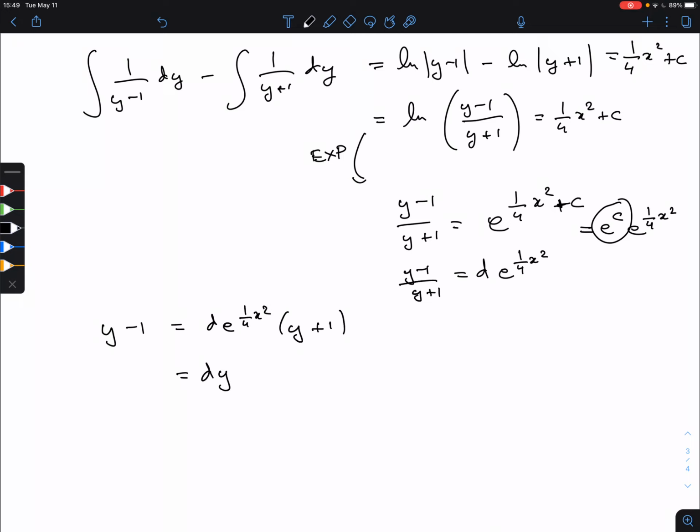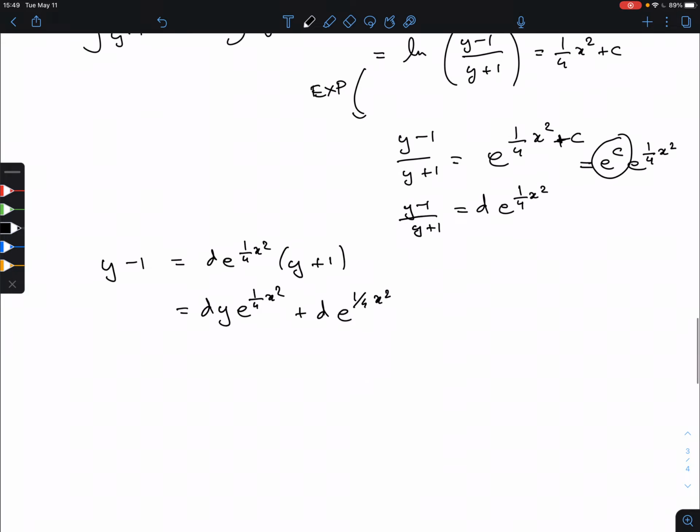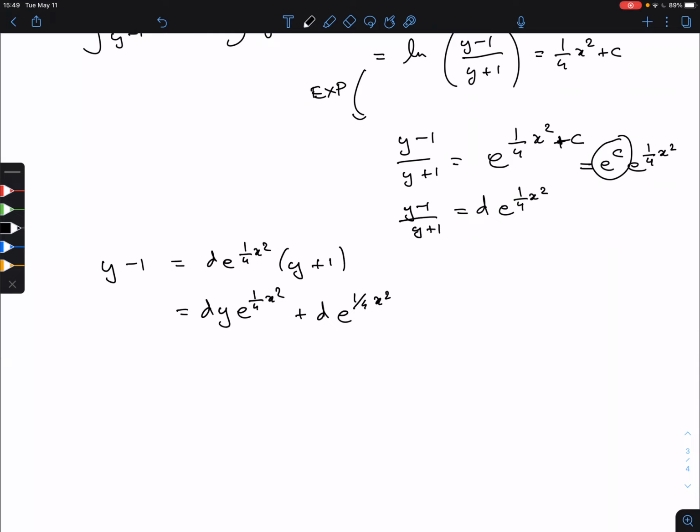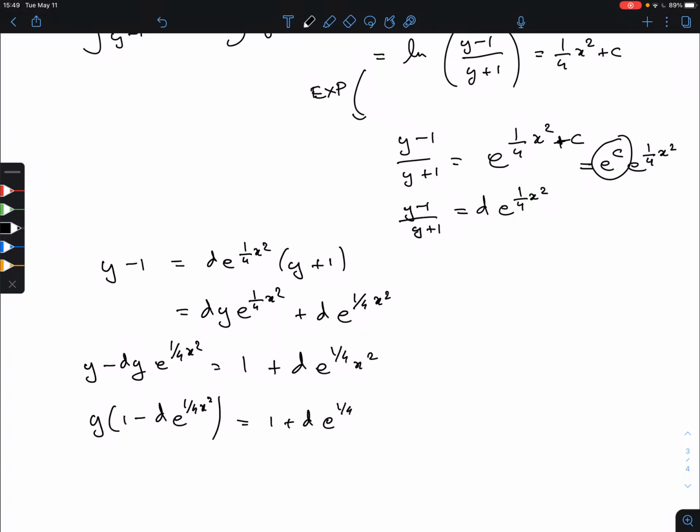This is d times y times e over 1/4 x squared plus d times e times 1 over 4x squared. Okay, just multiply it. Bring the y terms to one side and the x terms to the other side, so we get y minus dy e 1/4 x squared equals 1. The minus 1 comes to this side, plus d e 1/4 x squared. So this guy has moved here, this guy has come here, and now we'll factor out the y here. So y times (1 minus de 1/4 x squared) is equal to 1 plus de 1/4 x squared.